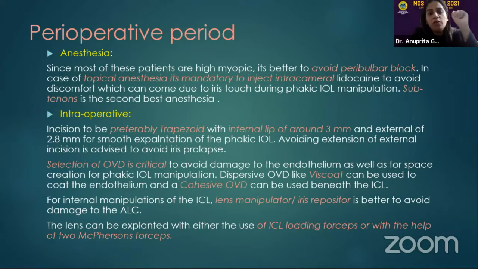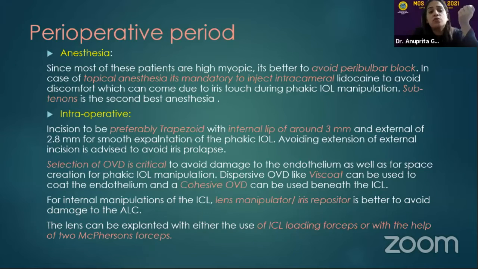Intraoperatively, it's preferred to have a trapezoid incision where the internal lip is around 3 mm and the external 2.8 mm. So the larger internal lip will allow good explantation of the phakic IOL. I would like to stress here to avoid extension of the external incision, because if the iris prolapse starts from there, it becomes tricky for the phacosurgery.